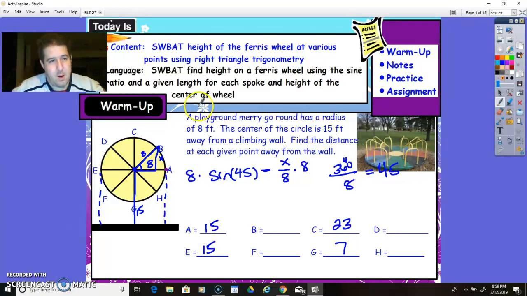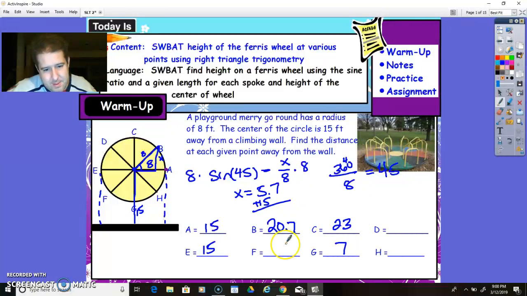Make sure once again that you are in degrees and not in radians, and that's going to give you 5.7, give or take. I rounded it to the nearest tenth. All right, so now if position B is 5.7 above that spoke, and the spoke is 15, I'm just going to add those two together, and I get 20.7. If B is 20.7, then D is also 20.7.